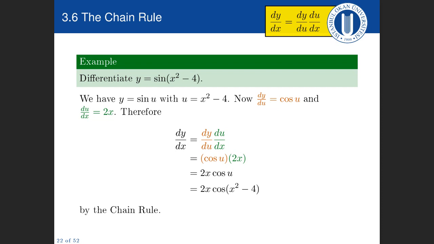And in mathematics, when we use a rule, it's important that we say which rule we're using. If we use the chain rule, then it's important that somewhere in our answer we write by the chain rule. And if I was marking this, there would probably be 1 point for writing by the chain rule.